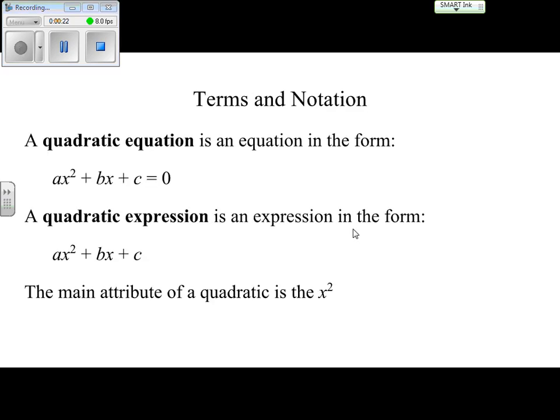Quick reminder, a quadratic equation is one that has an x squared in it. It can also have just an x with a coefficient, it can have constants, and for an equation it's got to equal something, and usually we set them equal to 0.